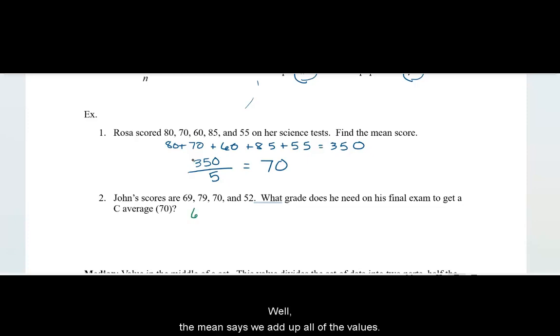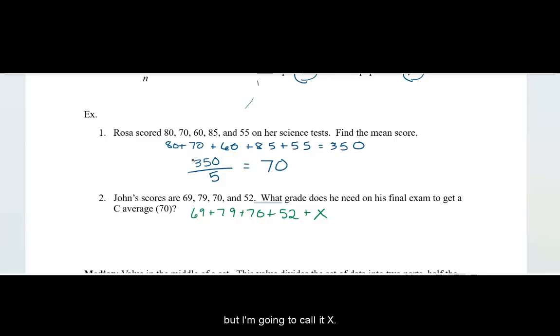Well, the mean says we add up all of the values. However, we don't know the grade on the final yet. That's what we have to find. I'm going to call that X. You can call it whatever you want, but I'm going to call it X. That's our missing value, because the question is, what grade does he need on that final exam that when we add all of these up and we find the mean, we get a 70.